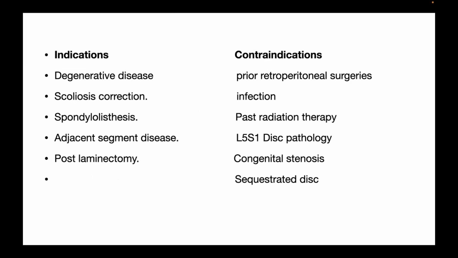Again, the indications being the degenerative disease, scoliosis correction is better, spondylolisthesis, any adjacent segment diseases, and post-laminectomy cases. Contraindication being any prior retroperitoneal surgeries, infection, past radiation therapy. L5-S1 disc pathologies can't be addressed with lateral lumbar interbody fusion because the iliac crest obstructs the view. Any congenital stenosis or sequestered disc is also a relative contraindication.